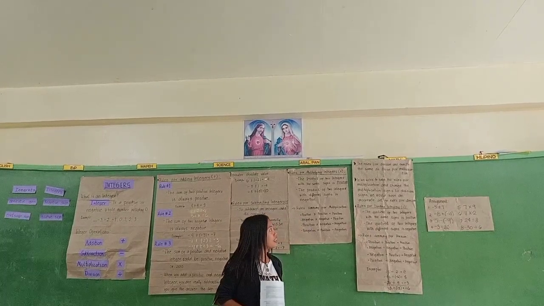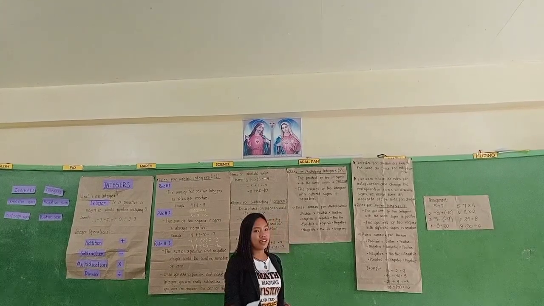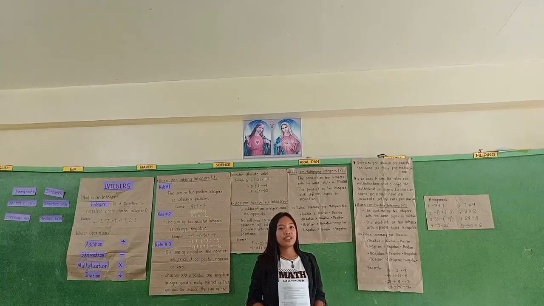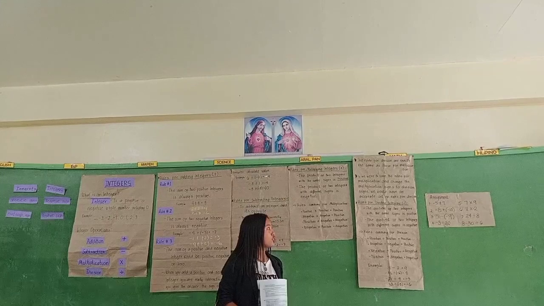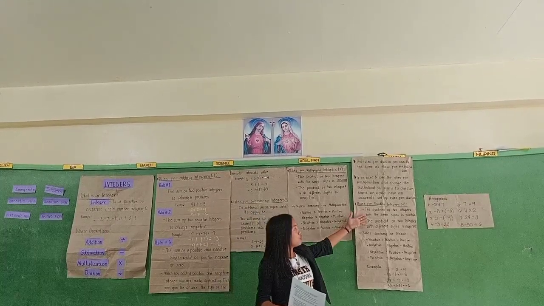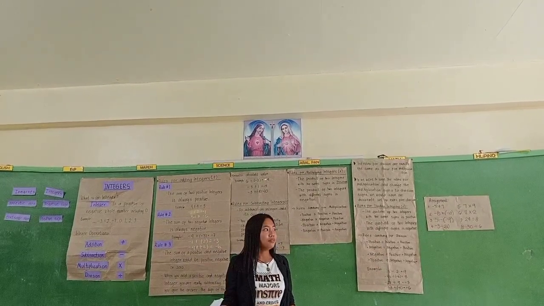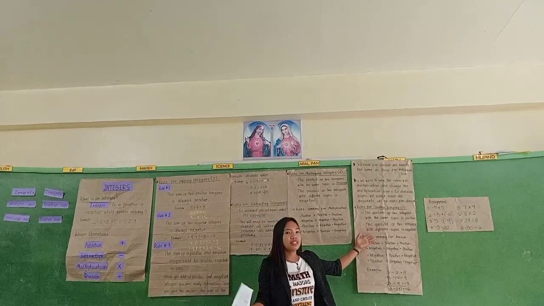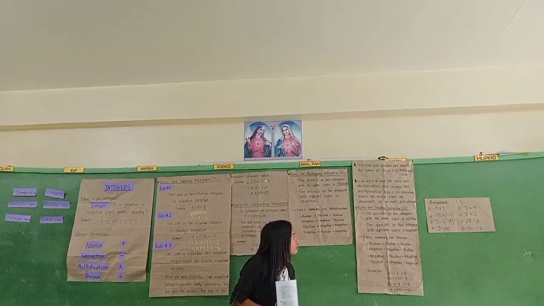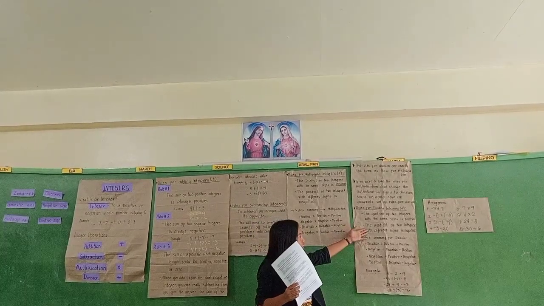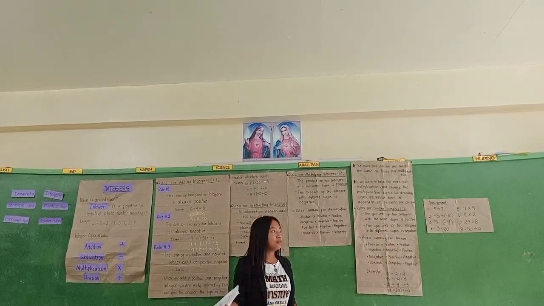If you were to take the rules for multiplication and change the multiplication signs to division signs, we would have an accurate set of rules for division. So, rules for dividing integers. The quotient of two integers with the same sign is positive. Just like multiplication, if we divide the same signs, it will come out positive. The quotient of two integers with different signs is negative, just like multiplication.